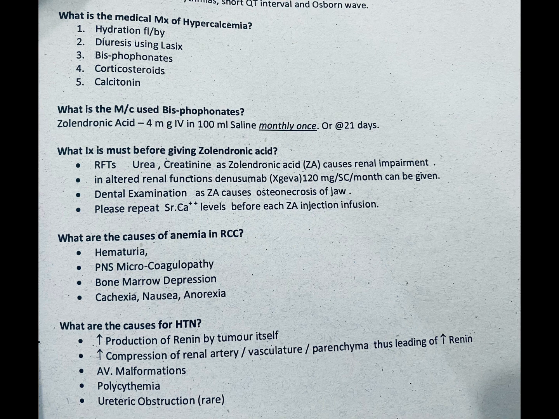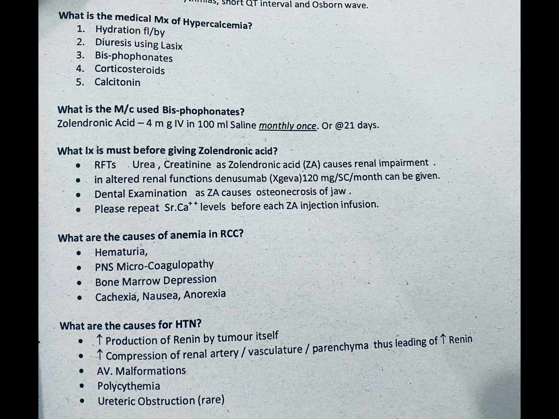The investigation which is important before giving Zometa or zoledronic acid, which is a bisphosphonate, is to perform the RFTs of the patient, urea and creatinine. Zoledronic acid can cause renal impairment, and dental examination is also important, as zoledronic acid can cause osteonecrosis of the jaw. And please repeat the serum calcium level before each zoledronic acid infusion.